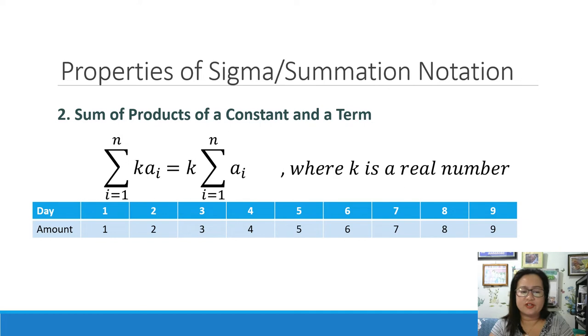Now let's consider the given table of data a while ago. And we are asked to find the summation of 3 times a sub i, where i starts from 2 up to 4. That means we are going to consider the second entry in the set of data up to the fourth entry. So that is 2, 3, and 4.